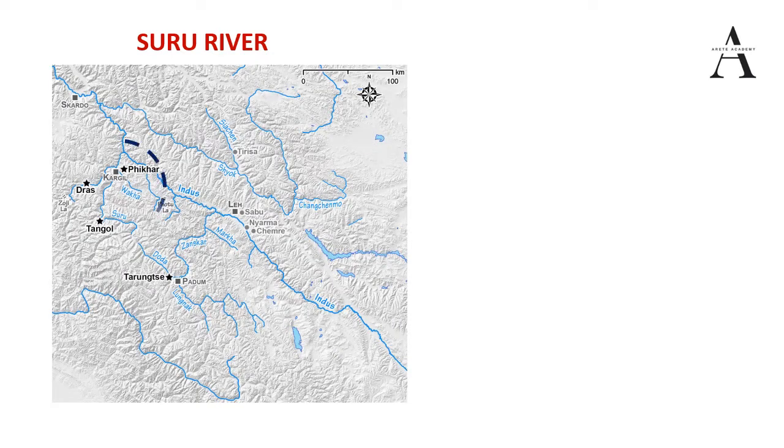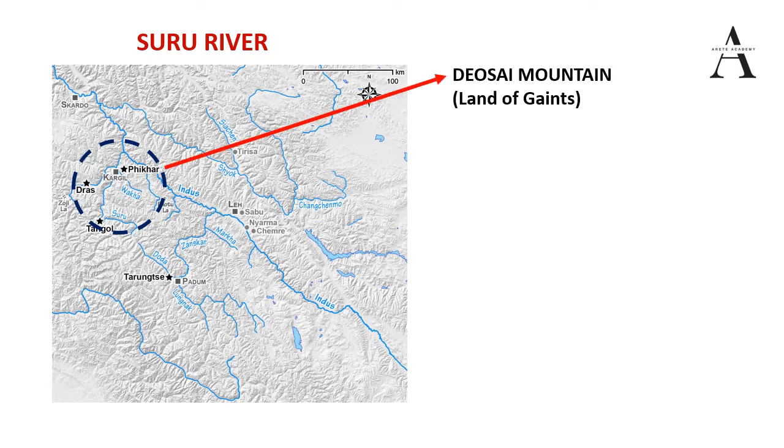Another important tributary of river Indus is Suru River. The Suru River originates from the Deosai mountains and flows in the opposite direction of the Indus River. Hence, it is also called the obsequent tributary of river Indus. As the name suggests, Deosai is a combination of two words: Dev means giant, and Sai, shadow. For centuries, it is believed that this place is haunted by giants. That's why it is called the land of giants.